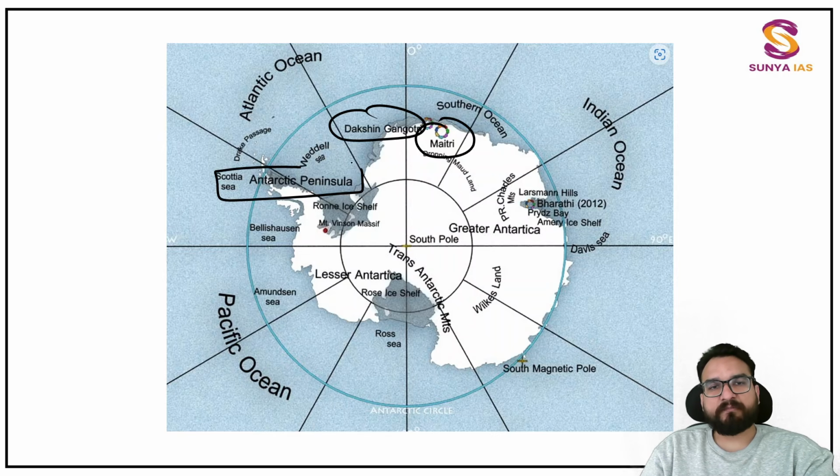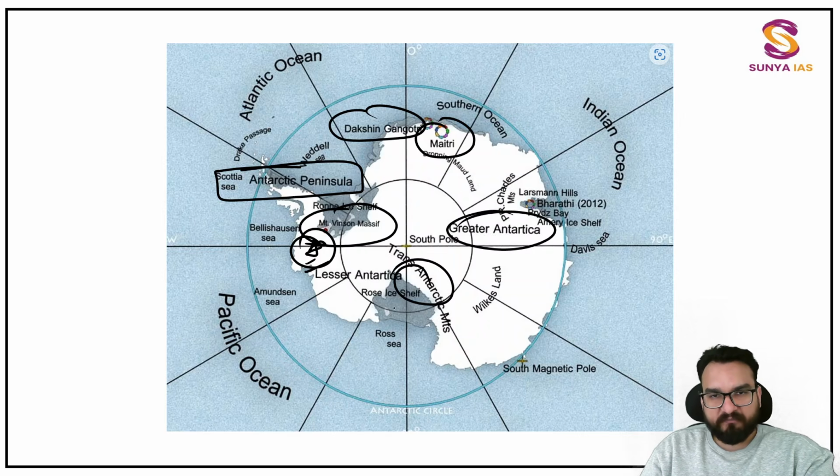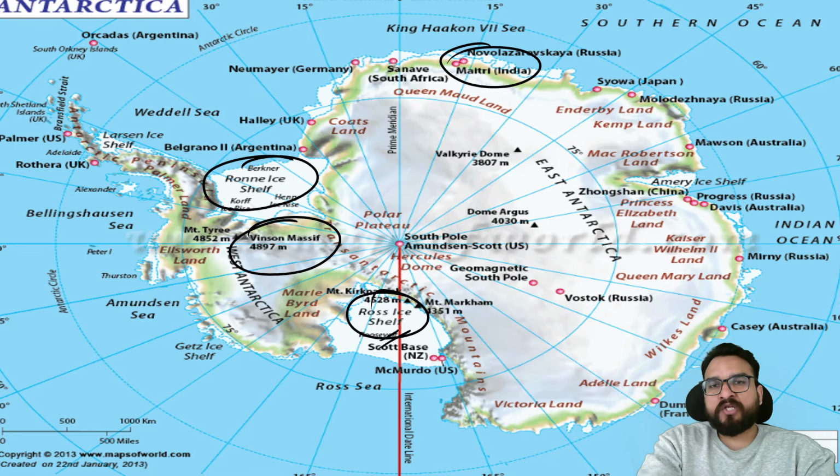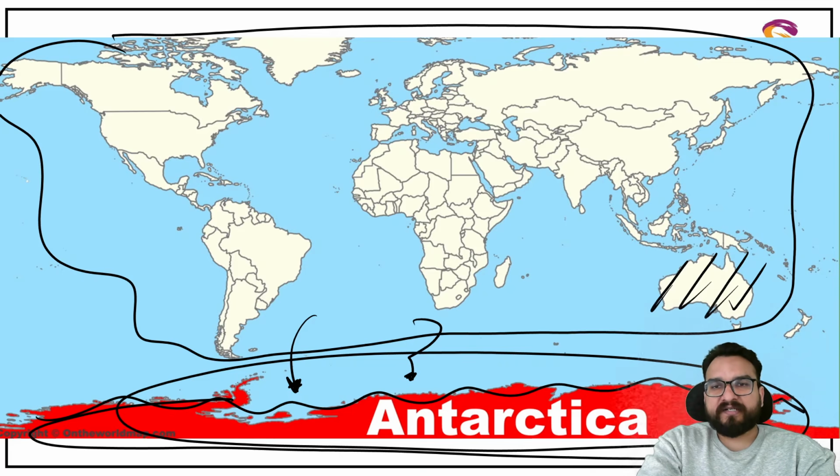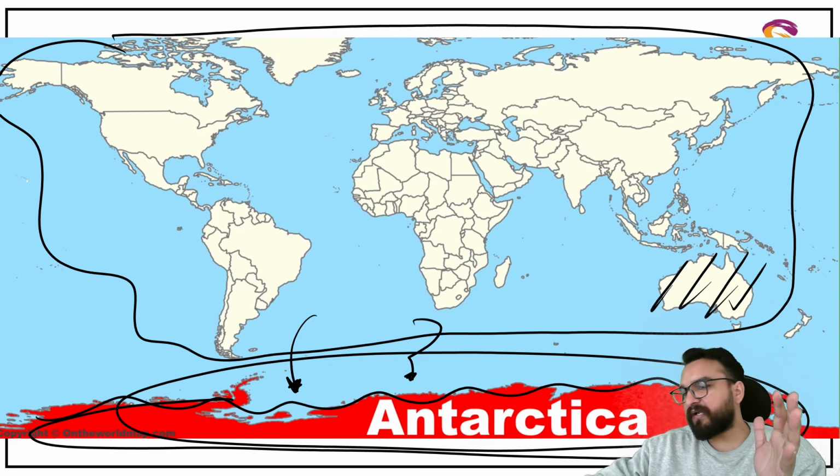Nobody will ask you where the Antarctic Peninsula is. Vinson Massif, you should remember this. I can say that. Okay, the rest everything has Antarctic in its name, right? Ross ice shelf, Ronne ice shelf, no need to remember this. Okay. So overall, now we are completed with our world geography mapping, guys.